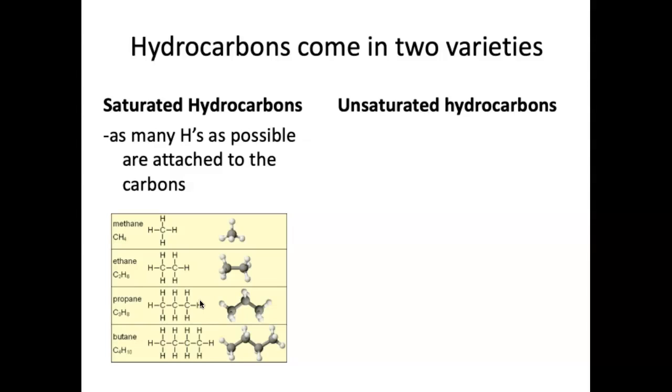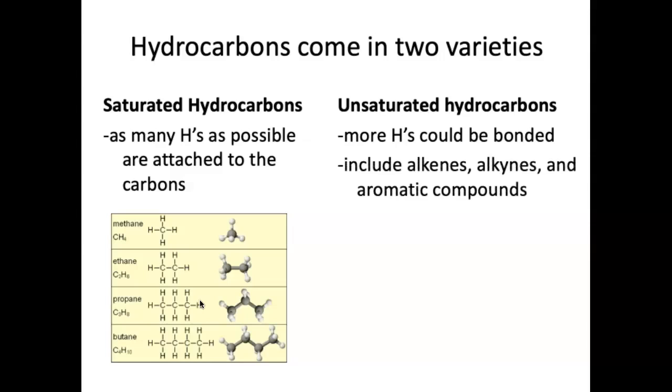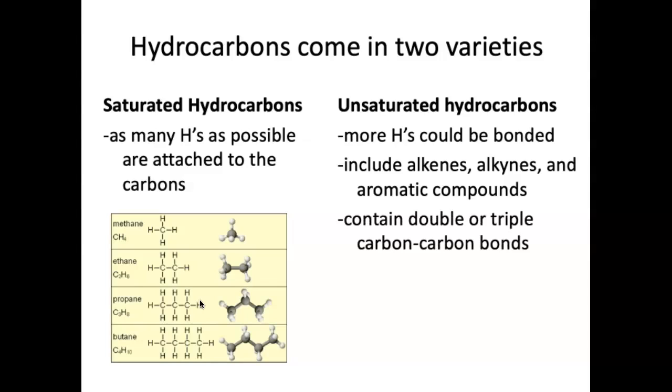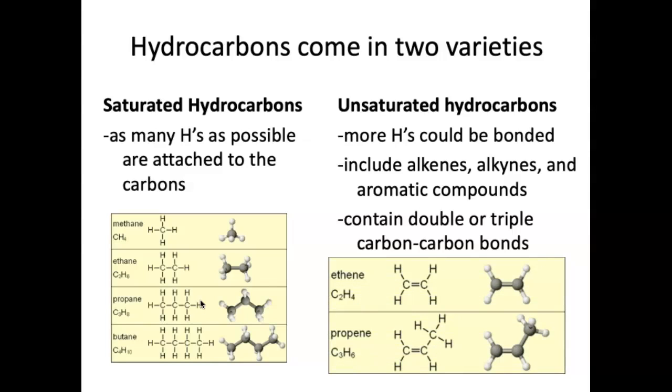And that's going to be a little bit different when we get over here to the unsaturated hydrocarbon area, because it turns out when you're an unsaturated hydrocarbon, technically more H's could be bonded. And this gives rise to our very first functional groups. And those functional groups are alkenes, alkynes, and aromatic compounds. So we're just going to take a little time and take a look at each of these. So one of the things that is true of all unsaturated hydrocarbons is that they contain double or triple carbon-carbon bonds. So here are 2 examples of something that is considered an alkene, right?